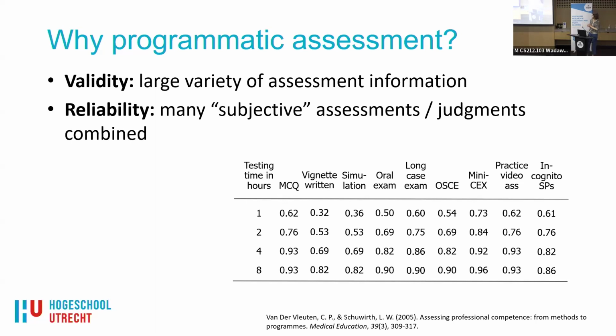And for reliability, what you see on the slide is a screenshot. I modified it a bit from an article written by Kees and Lambert, in which they compared the reliability coefficients of different assessment methods. I'm not going into detail, but the main message that this table shows is that you see different methods of assessment, from multiple choice questions to written vignettes to simulations, towards, on the right-hand side, the incognito simulated patients. So what you see there is that assessment is becoming more authentic, from multiple choice to, at the other hand, very authentic real-life patients.